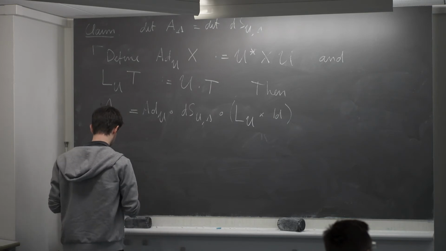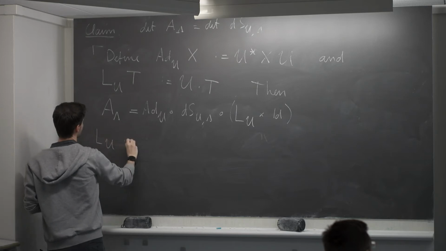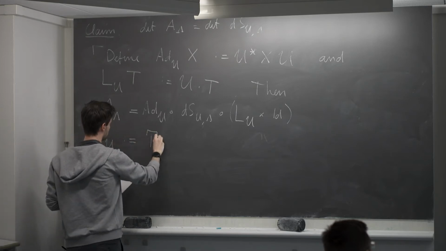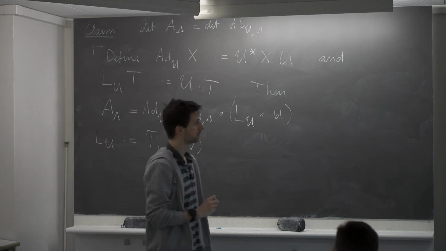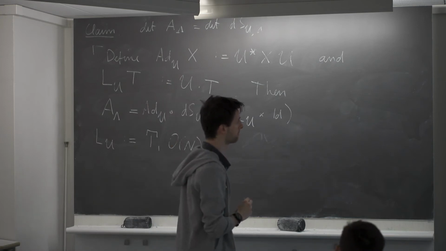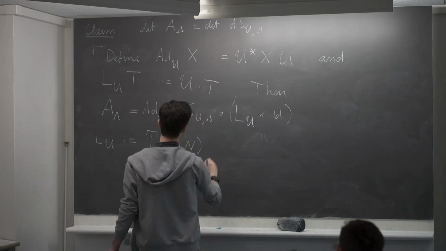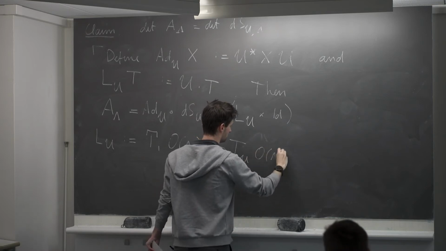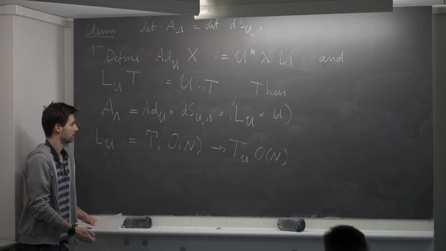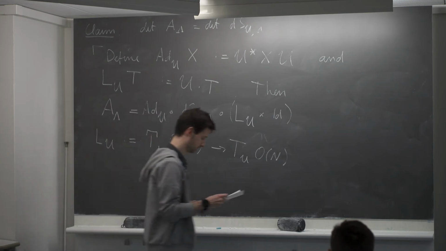Okay. And now I just observe that LU, which is an operation from the tangent space at 1 of ON to the tangent space at U of ON, is an isometry. In fact, it's the canonical isometry obtained by left translation from this tangent space here to that tangent space there. And this is an isometry.